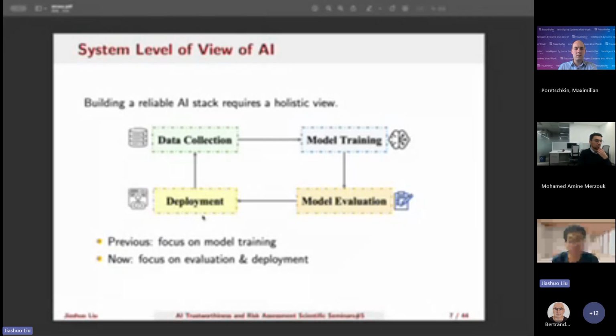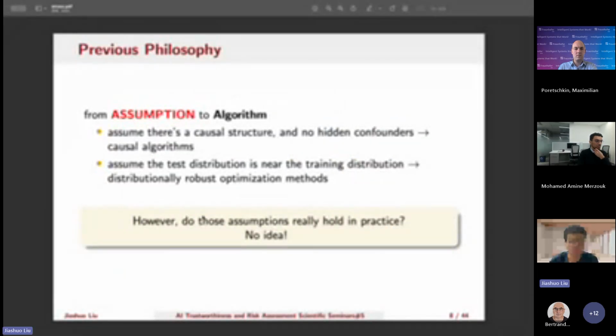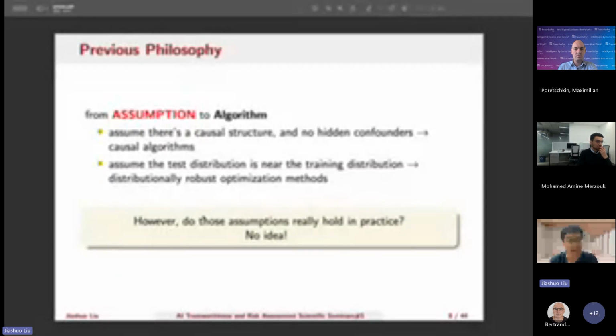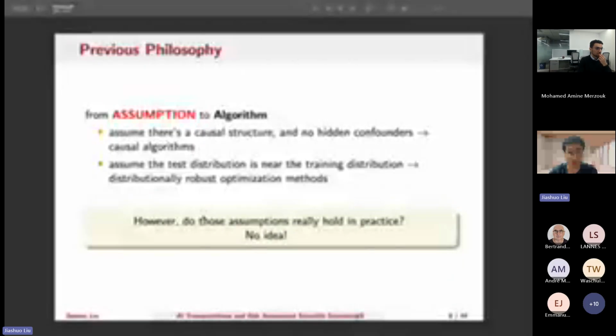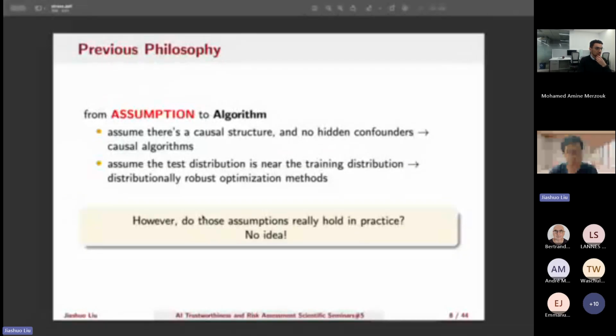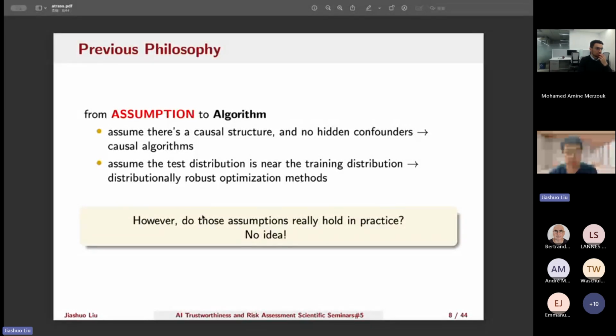to enable trustworthy AI. To make it clear, the previous philosophy goes from assumption to algorithm. For example, for causal algorithms, people may just assume that there's a causal structure and there are no hidden confounders. Then based on these kinds of assumptions, people begin to design many kinds of causal algorithms. And also for distributionally robust optimization methods, which is a typical method from operations research, people assume that the test distribution is near the training distribution. So if we can protect against the worst case distribution around the training one, our model can stay robust in practice.